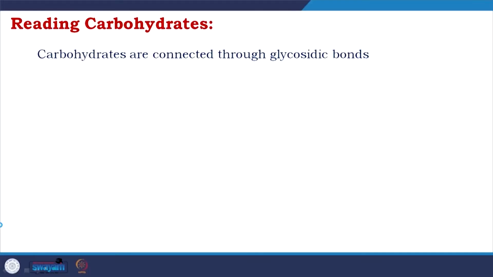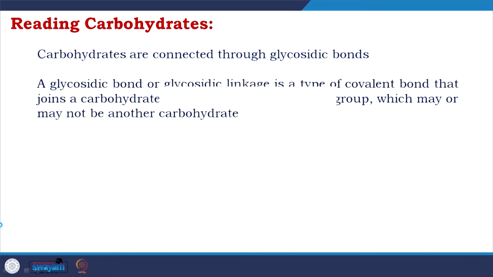Carbohydrates, as I told, are considered a very important molecule, because if you look at the food sources, you will get the most accessible sources. They are very rich in carbohydrate. And as we have discussed in the previous class, carbohydrates are connected through glycosidic bonds. A glycosidic bond or glycosidic linkage is a type of covalent bond that joins a carbohydrate molecule to another molecule. It might be a carbohydrate or it might be others.